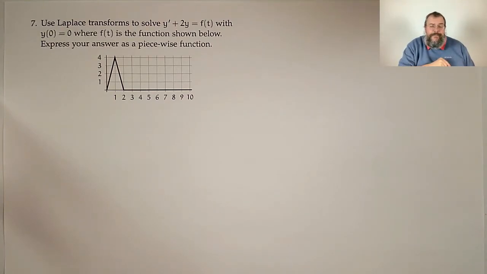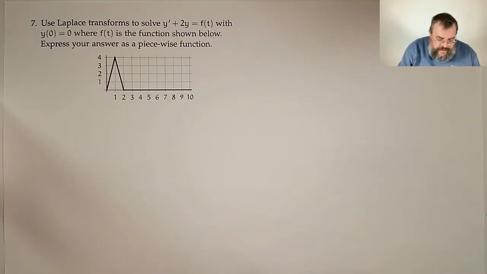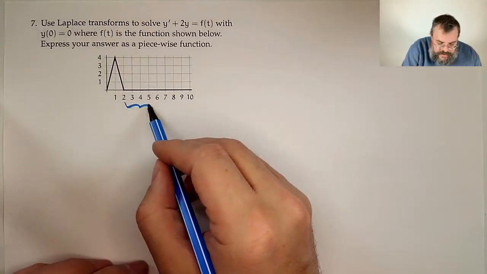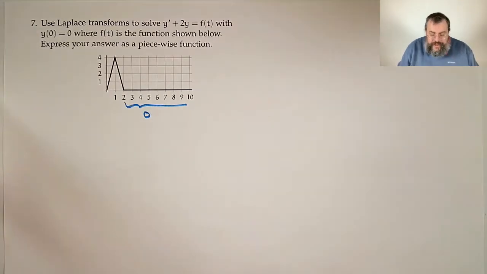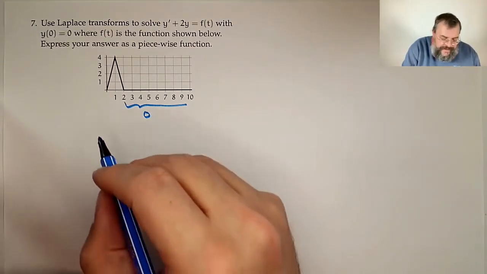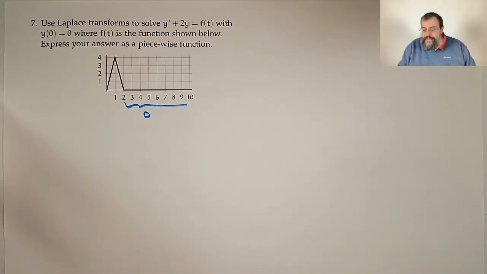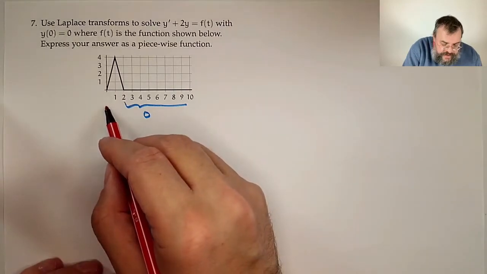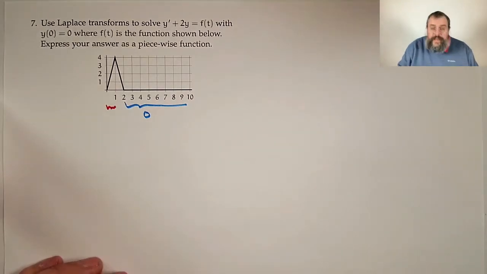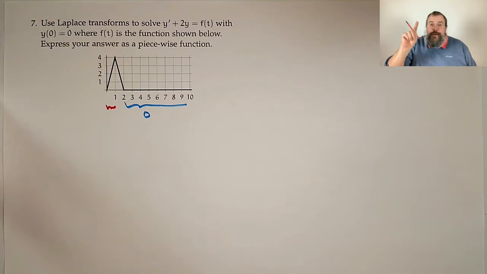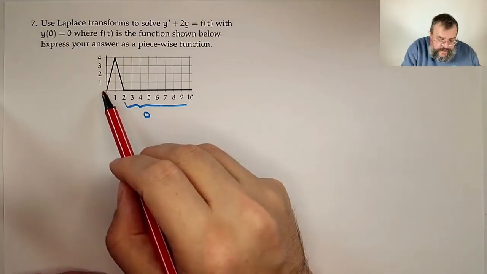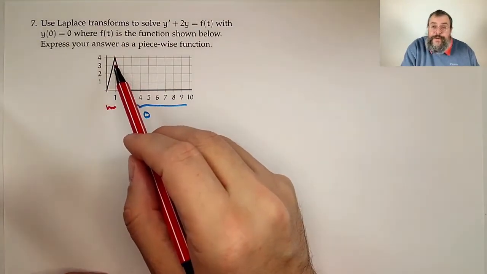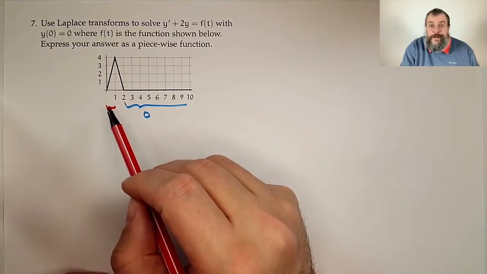Okay, so what do you do? Well, some pieces are pretty clear. From 2 onwards, we're 0. Okay, so that's not too bad. Now, the first part is also pretty clear. Okay, so initially, what happens? Well, initially, we start at 0. It's a line segment, and we're going up. And what's our slope? Over 1, up 4 means our slope is 4.